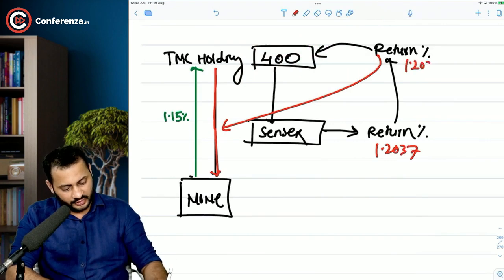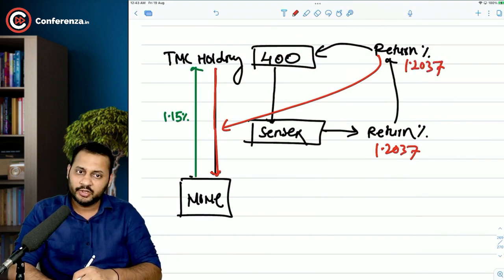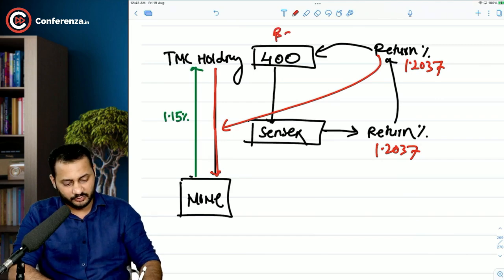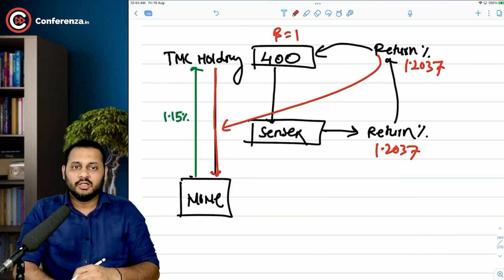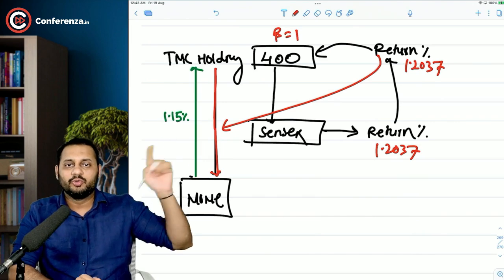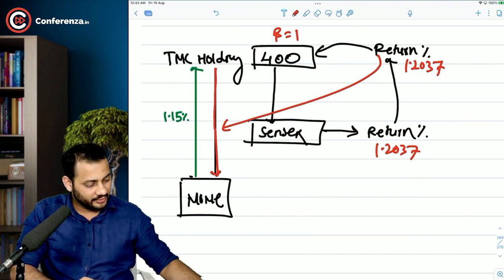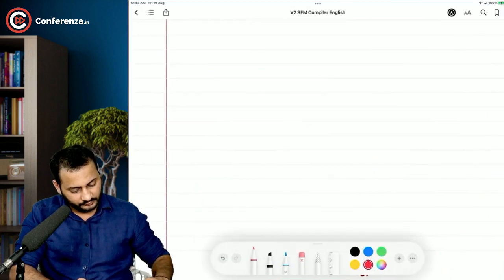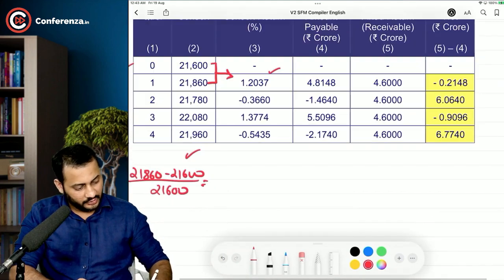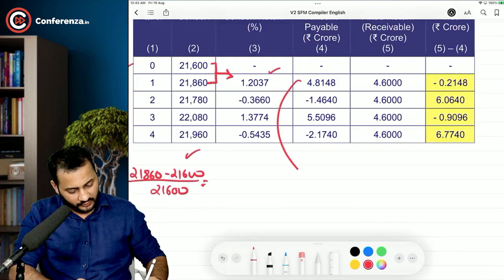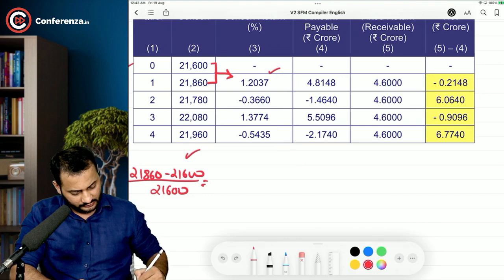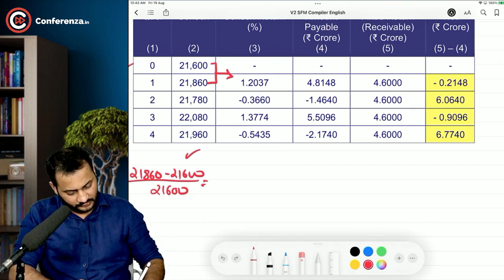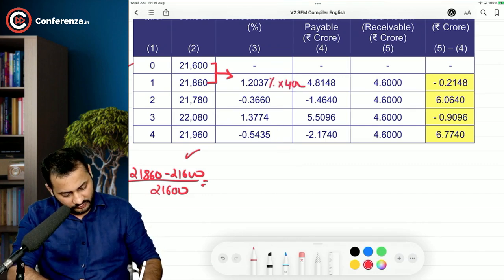Our portfolio return will always be equal to the Sensex return, 1.2037, because the beta of the portfolio is 1. Now calculate 1.2037% of 400 crore. 400 into 1.2037% is 4.8148. How did we calculate this? Simply percentage multiplied by 400 crore.